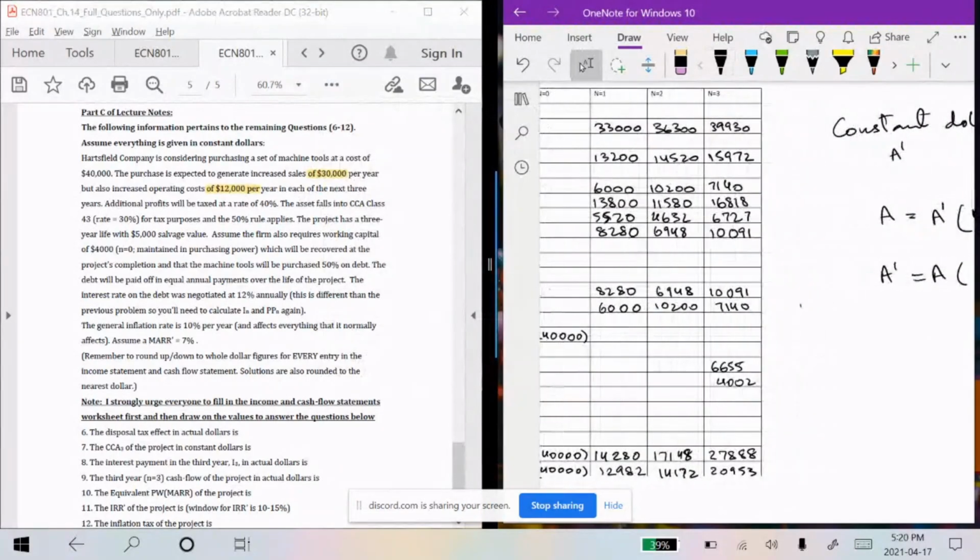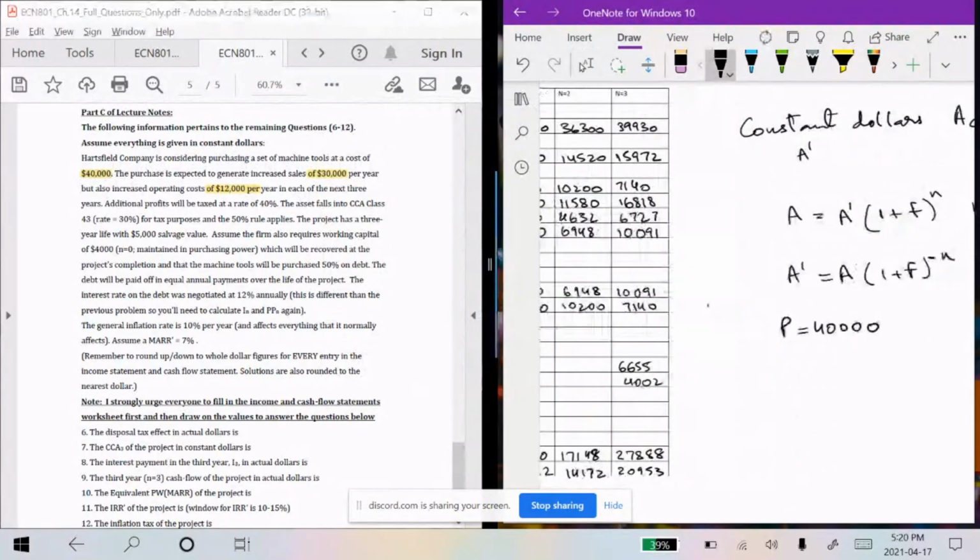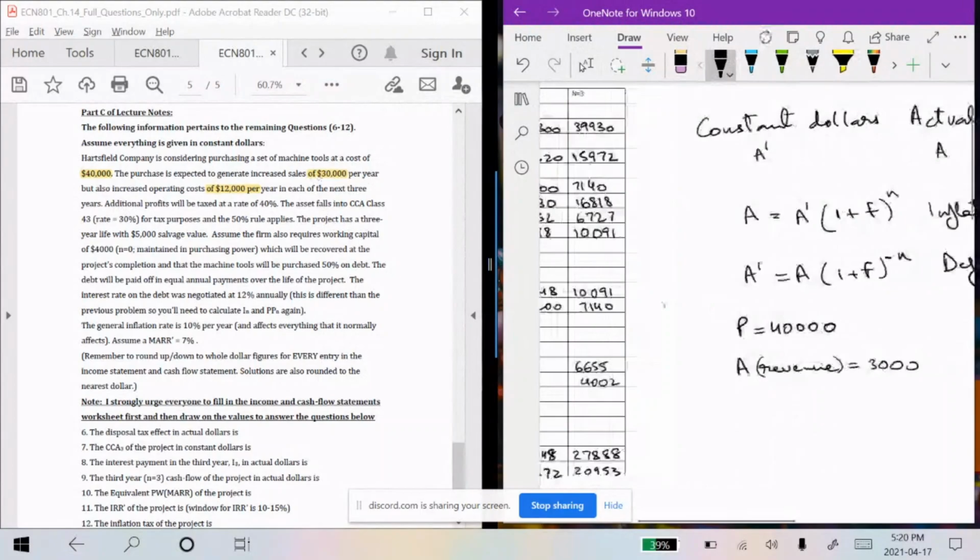So to do this, okay, let me just read the question. Hartsfield company is considering purchasing a set of machine tools at a cost of 40,000. This is the fee. And the purchase is expected to generate increased sales of 30,000 per year. And this is the revenue. Okay, 30,000 per year in constant dollars. The revenue is going to be 30,000. It's A dash.